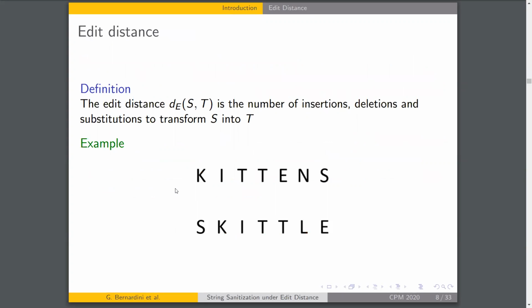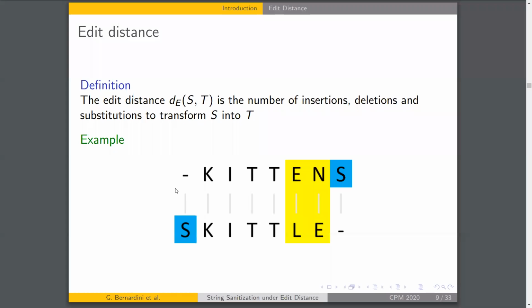Okay, now let's look at the other part of our title, edit distance. So the edit distance between two strings is the number of insertions, deletions, and substitutions to transform one string S into string T. In general, these operations can have certain weights, but we assume that insertion, deletion, and substitution all have weight 1, and matches have weight 0. So in this example, if we align the strings like this, then we have 1 insertion, 1 deletion, 2 substitutions, so that is an edit distance of 4.